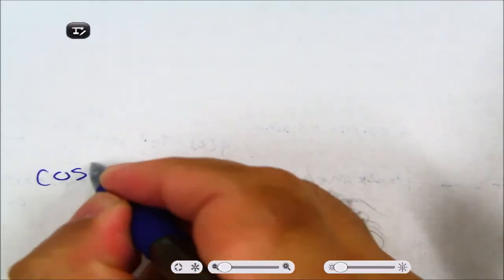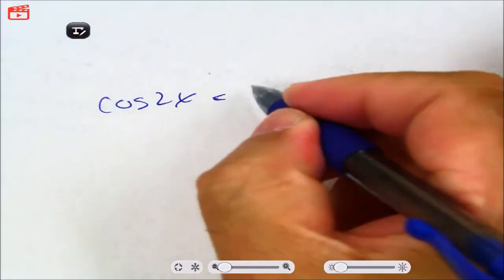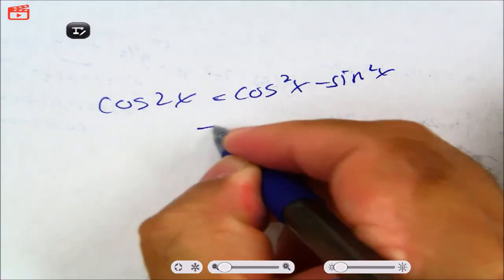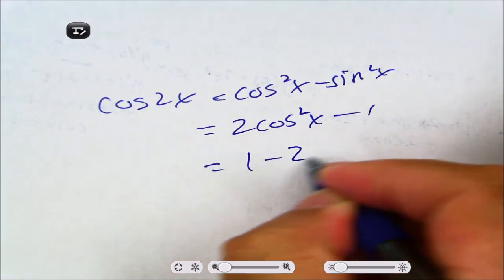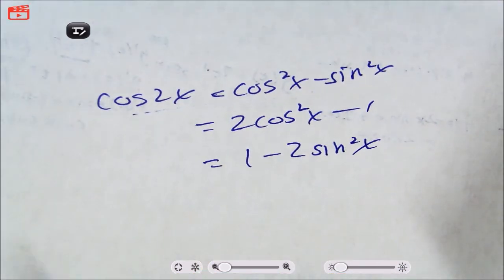Cosine 2x, with a coefficient of 2? Yeah, that's a coefficient of x, not an exponent. It is equal to cosine squared x minus sine squared x, and 2 cosine squared x minus 1, and 1 minus 2 sine squared x. All those four things are equal to each other. So that's just the double angle formula for cosine.